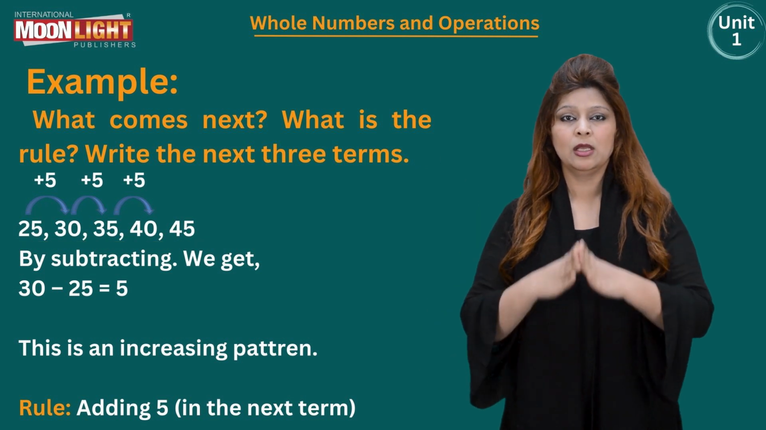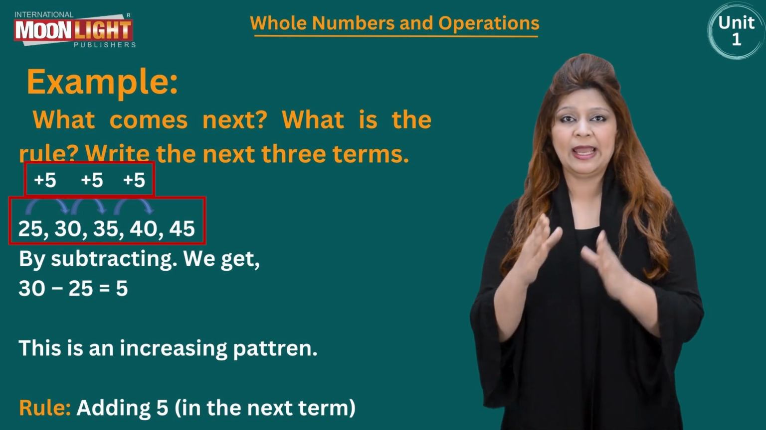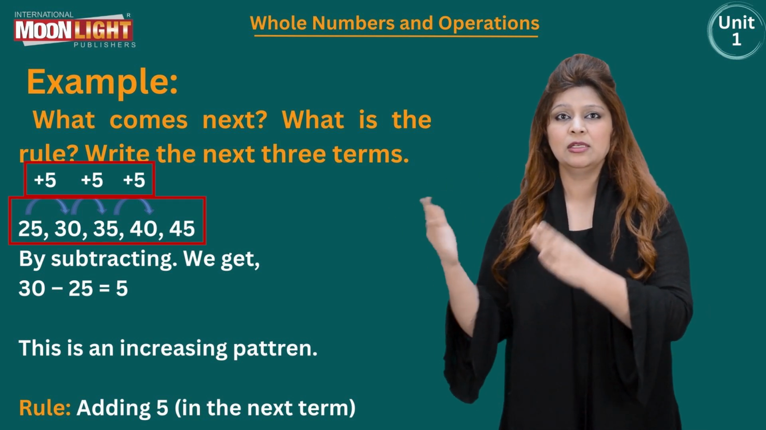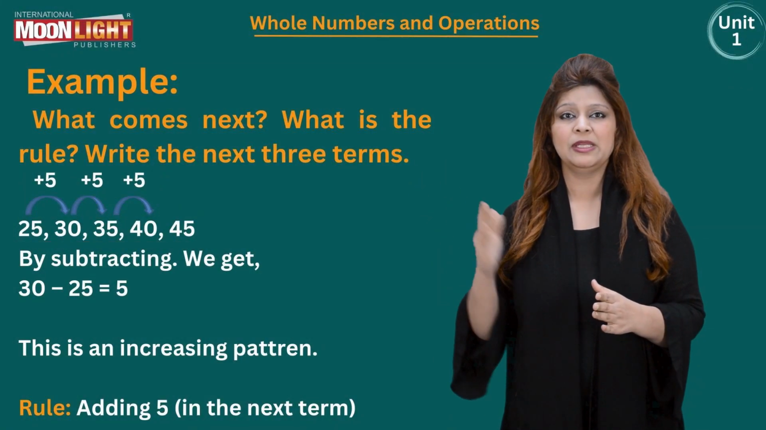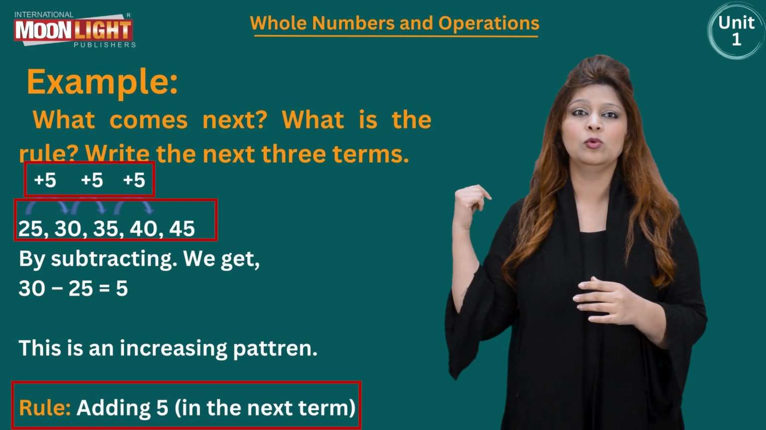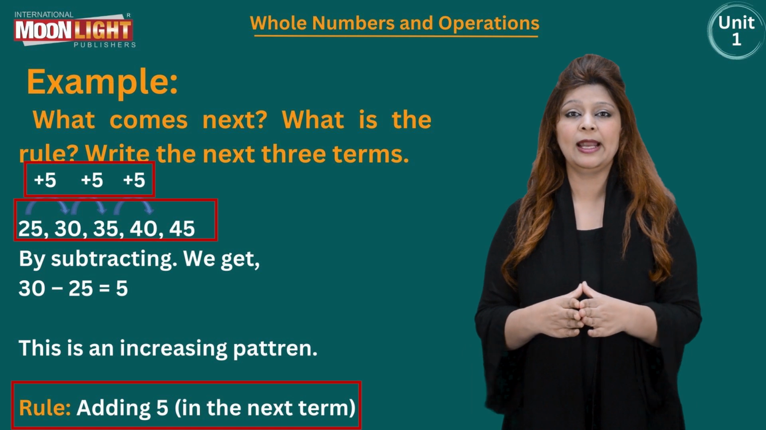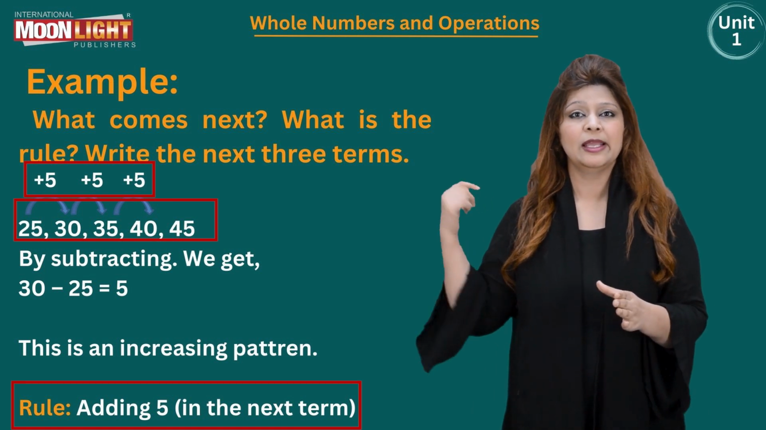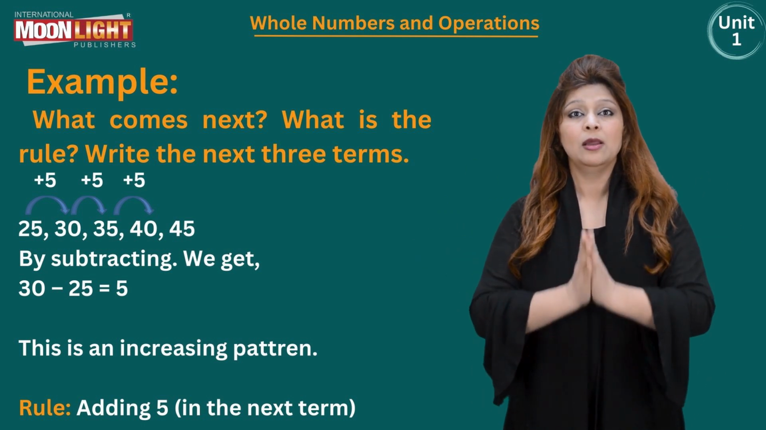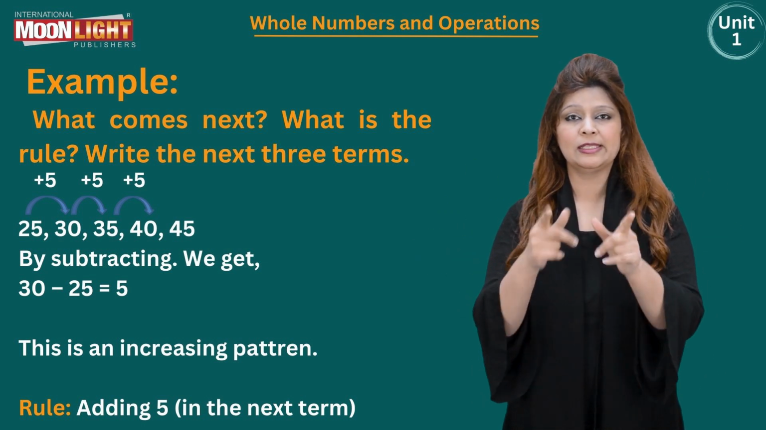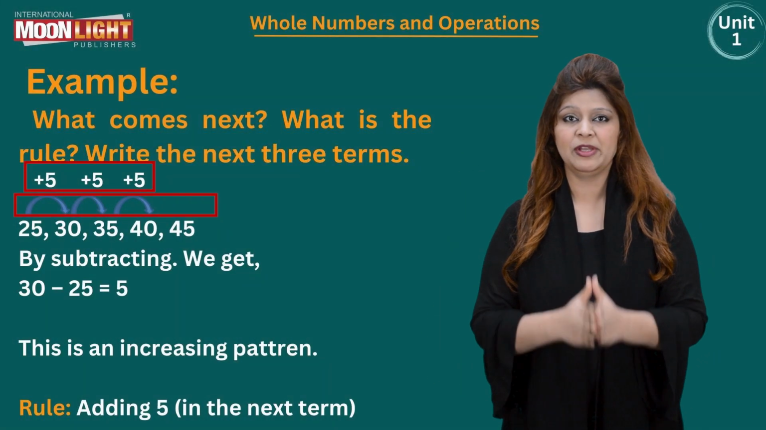Now my dear students, I can say that by adding 5 to a term I will get the next term. This means I can write the rule over here: adding 5, and in brackets, if you want to write it, you can write "in the next term". If you want to write it, fine. If you don't want to write it, that is also fine. But it must be in your mind that the next term is obtained by adding 5 to the previous term.